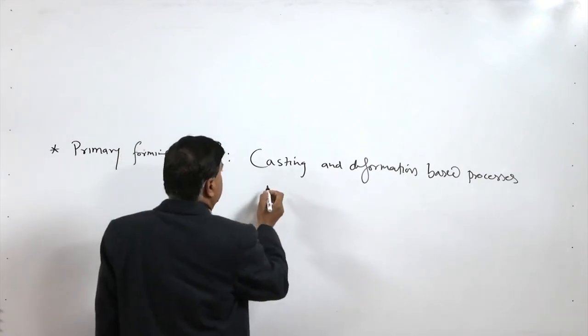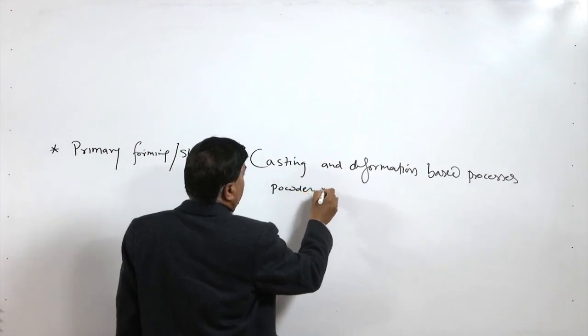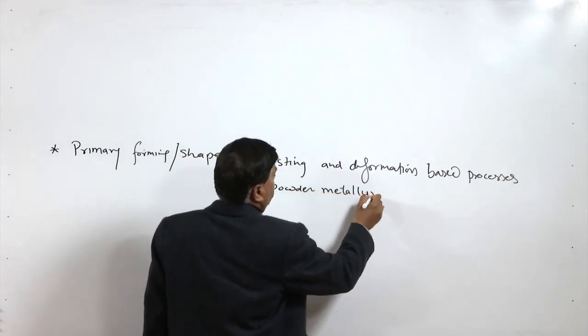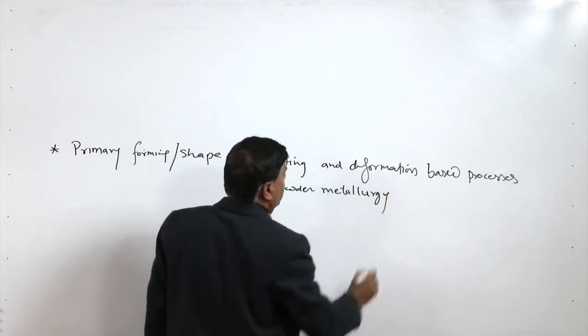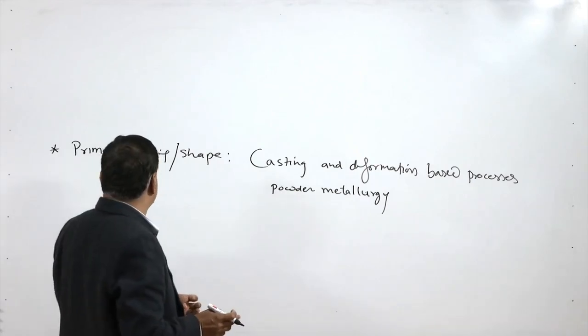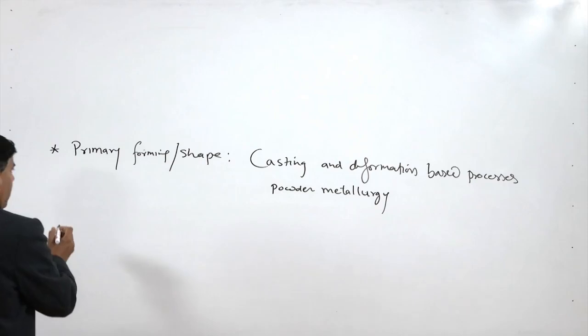And there is another one which is powder metallurgy. This is another route which helps us to achieve the desired size and shape, but it uses powders as a raw material in primary forming processes.